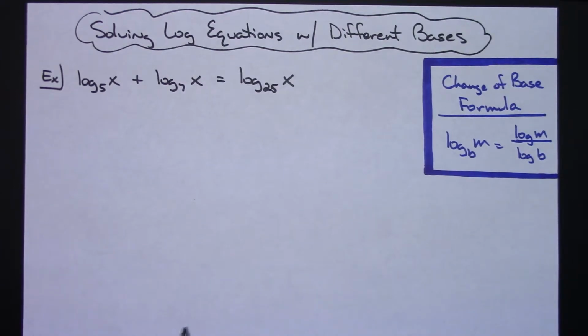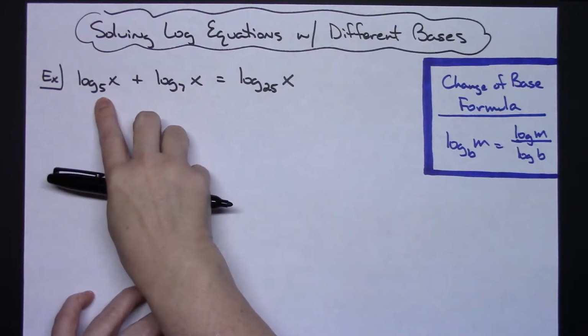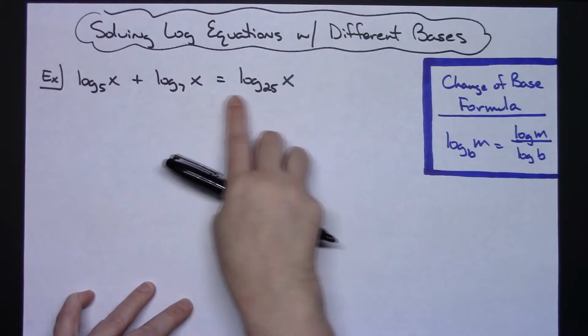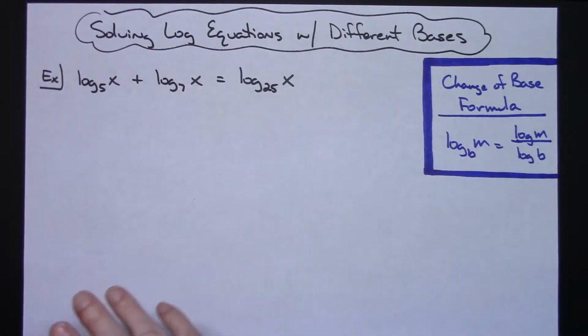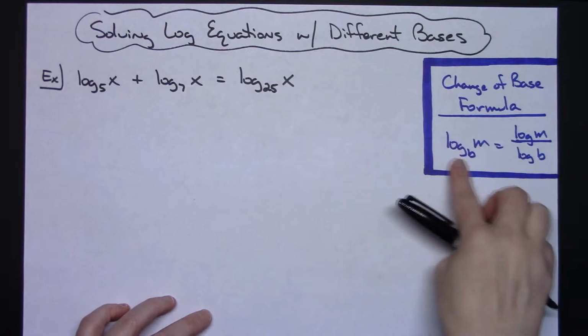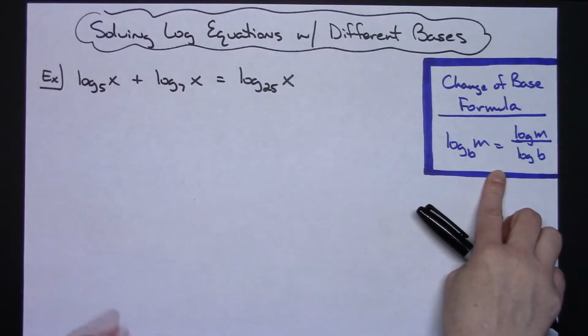In this video, I'm going to take a look at working out a couple of examples of solving log equations that have different bases, such as this first one's got a base of 5, a base of 7, and a base of 25. We're going to primarily use the change of base formula to make them so that we have like bases, and then the equations are going to be relatively easy to solve.